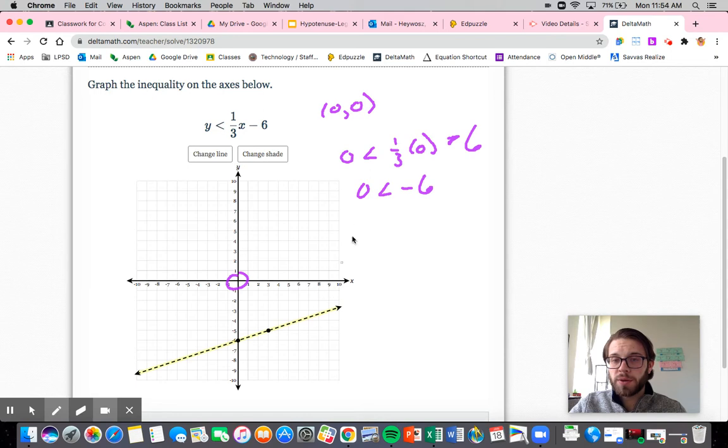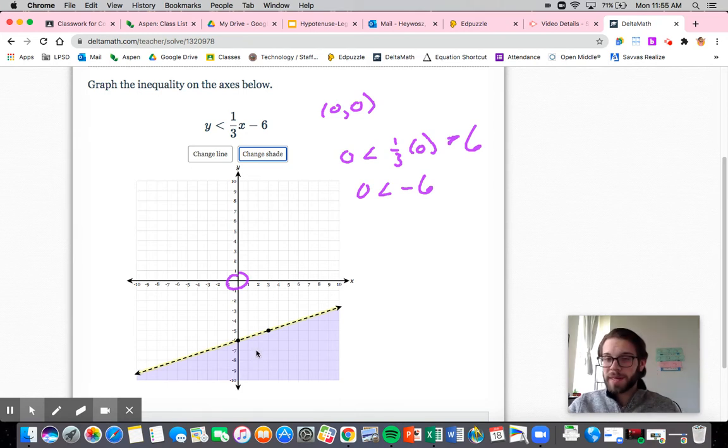No, it's not true. 0 is not less than -6. So what we're going to do is shade the side that does not include 0, 0. So we can't choose that side. We have to choose the side below in this case. You probably heard less than, below, greater than, above, things like that.